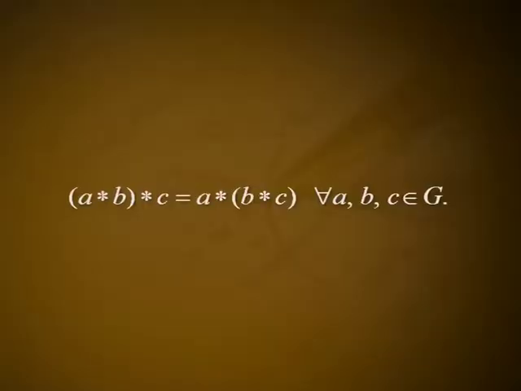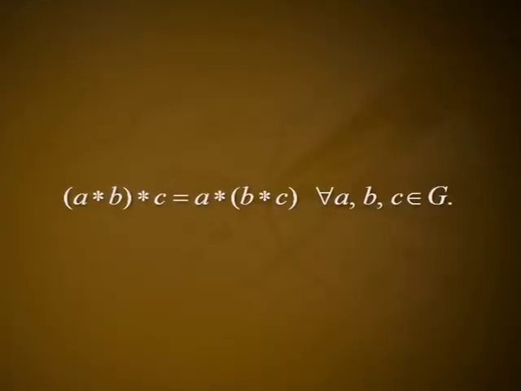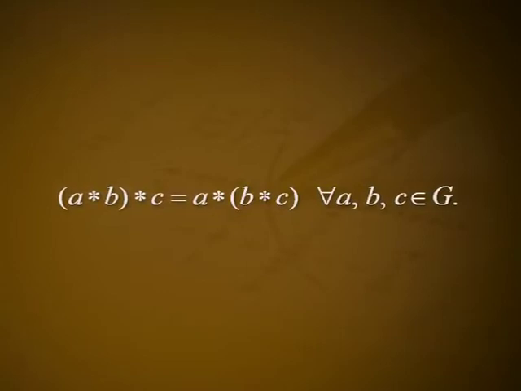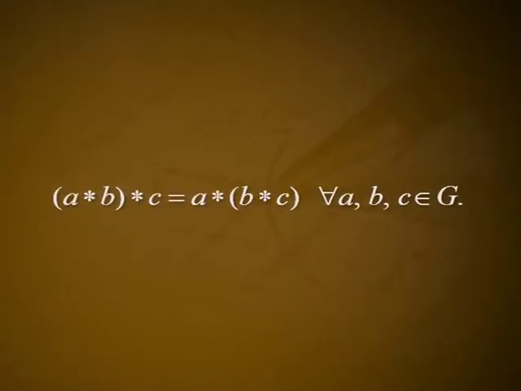Groups. A group is a set with a binary operation that holds some properties. Precise definition follows. Definition. Group. A group (G, star) is a non-empty set G closed under the binary operation star such that the following axioms are satisfied. G1. Associativity. The binary operation star is associative, that is (a star b) star c is equal to a star (b star c) for every a, b, c in G.